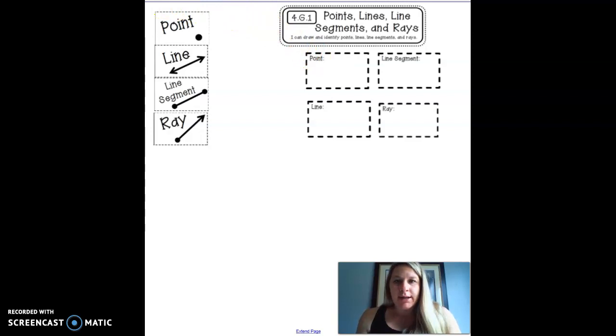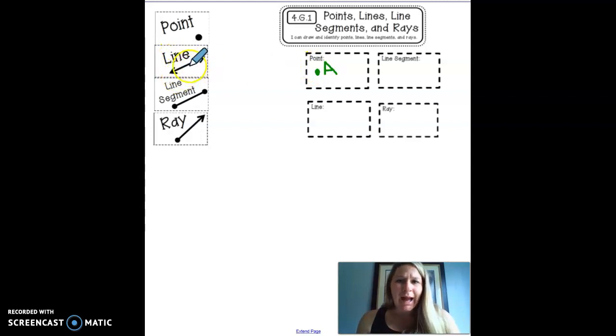Okay, so an example to draw a point. I want you to write point, and then for point, we just draw a circle. And then all of these lines, points, line segments, rays, angles, they always have a letter or some sort of name. Just like we have a name, they have names too. So that would be point A. This is a point. That's how we remember point.